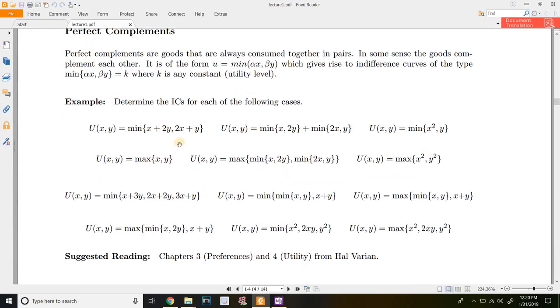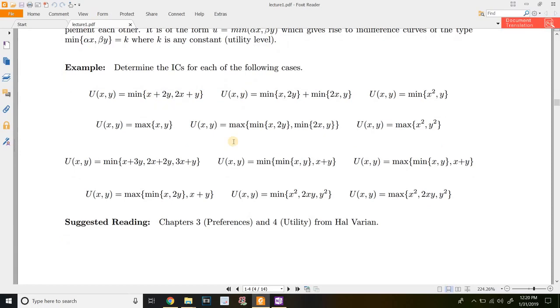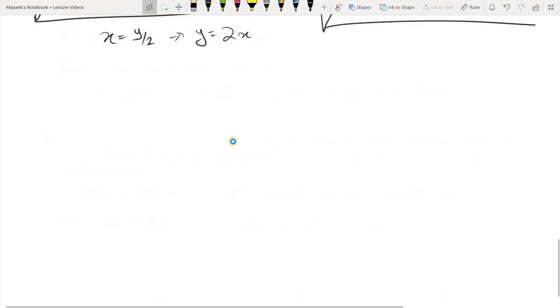Okay. So following this, in the video itself I'll be talking about all these 12 questions and their solutions. So I'll recommend that you solve each part one by one, and then you look at the solution corresponding to it. Okay. So let's start now. The first thing is min of x plus 2y comma 2x plus y.